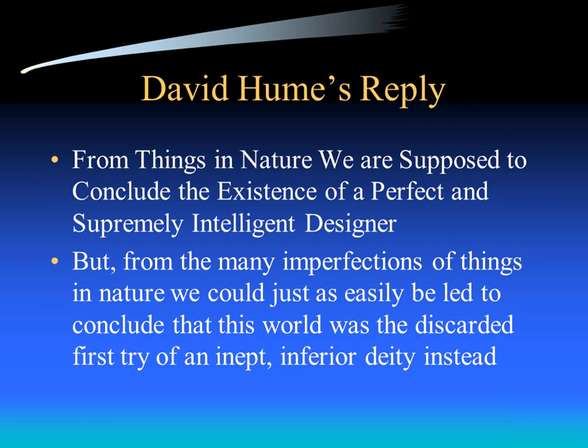Well, Hume says, from the imperfection of this world, we could as easily conclude logically that rather than being the product of an all-wise, perfect, all-powerful creator, it could be the first attempt of some inept, inferior deity. And we're going to see in the slides that Hume has even more points he wants to bring. One of the things: so, would Hume be believing that there would be multiple deities?